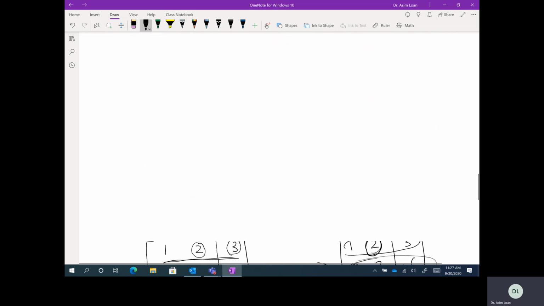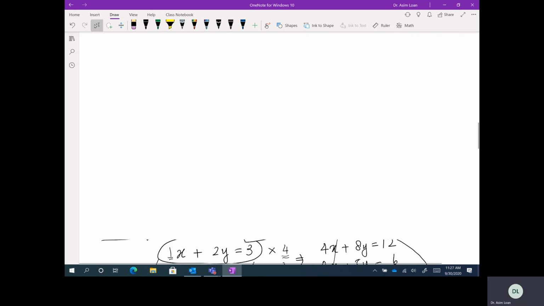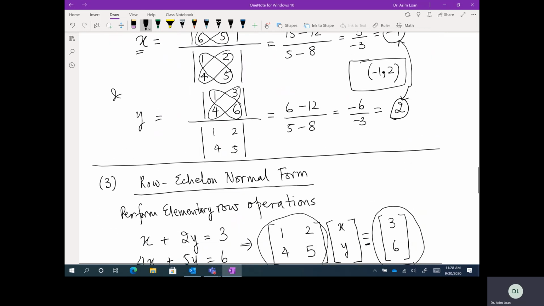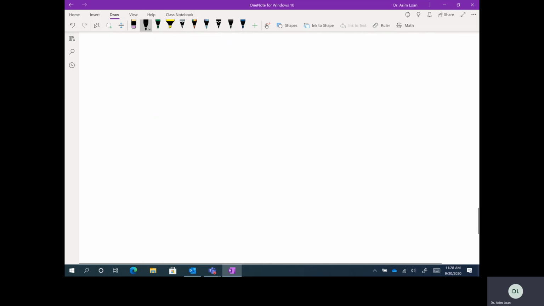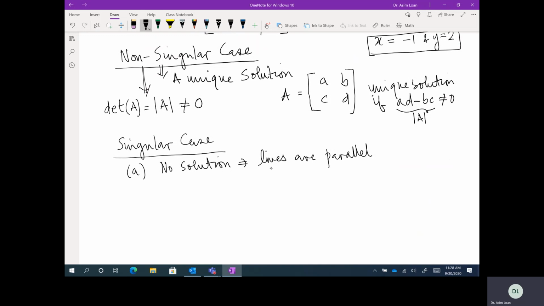So if we go back to our picture over here, if there is a line which is parallel to this line, obviously they are not going to intersect. This means the slope is going to be the same, and the offset is going to be different, because if the offset is different, then the lines will be parallel. So if you recall that picture, and then we go back to the singular case, no solution implies lines are parallel.